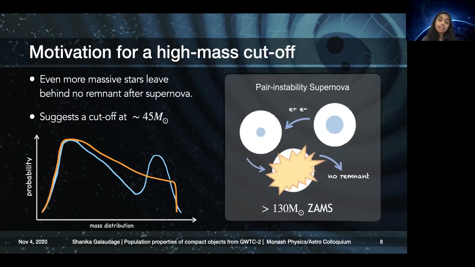Another thing to consider is what's happening at the high mass end of this mass distribution. So is there a cutoff? And we ask this question motivated by pair instability supernova. So beyond the masses from the previous scenario, we expect the supernova to not pulse, but rather when they undergo a supernova, they will completely explode, leaving behind no remnant, no black holes.